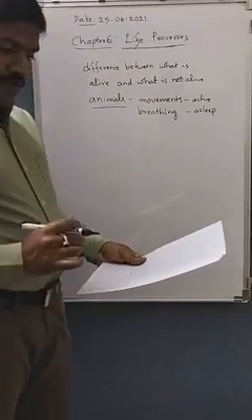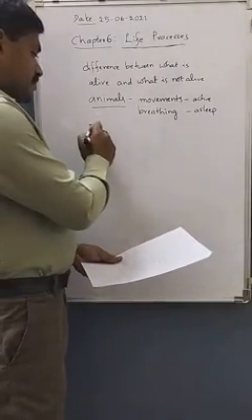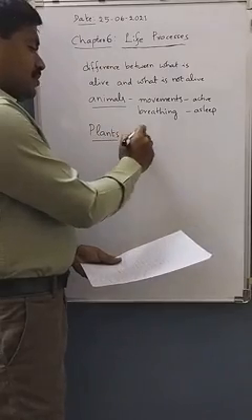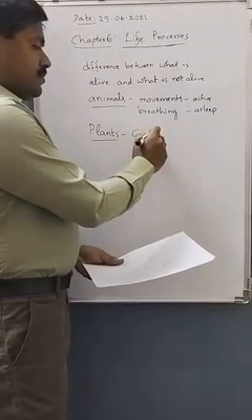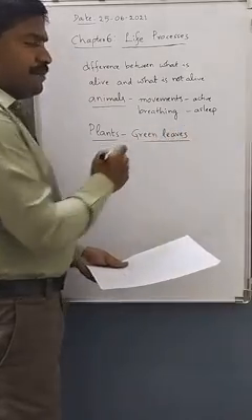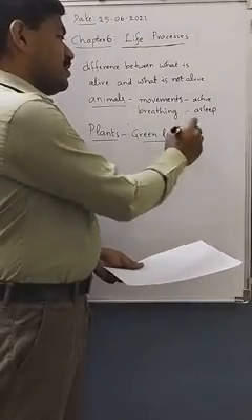And what about plants? Plants have green leaves. If all the leaves dried up, if the plant is dead, then will the leaves still be green in color? No, they will not be green. So having green colored leaves is a sign of being alive.